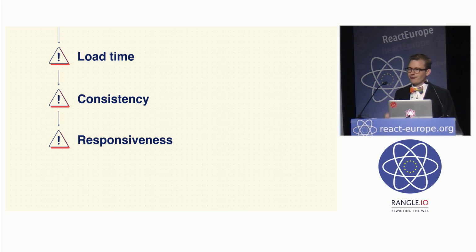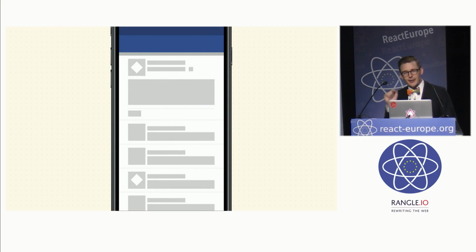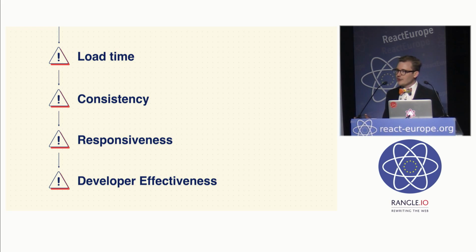And the client should feel responsive. User actions should be reflected as soon as possible. So if I click on a like button, that button should be updated right away, even if I'm on a spotty network connection. I don't want to have to wait for the server to come back to me to render something on the screen. And finally, and I think maybe most importantly, is developer experience and effectiveness.